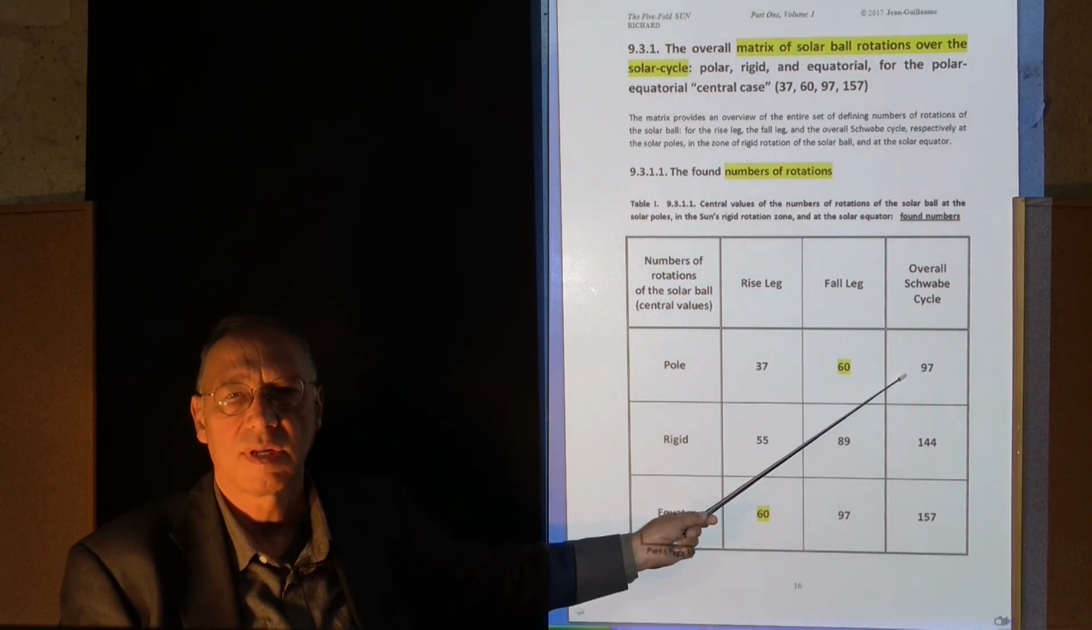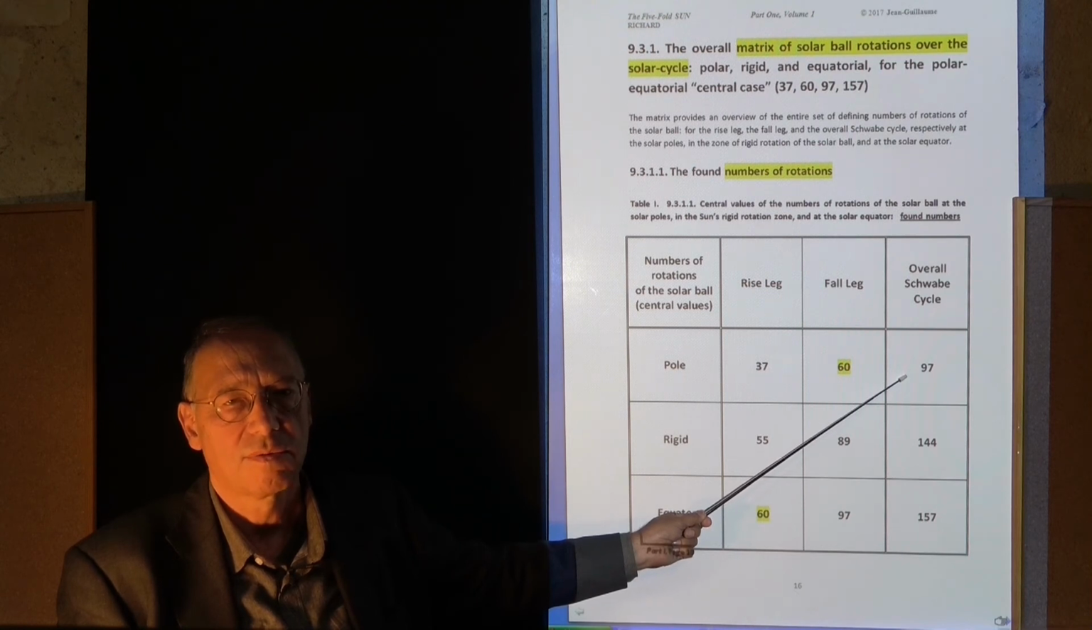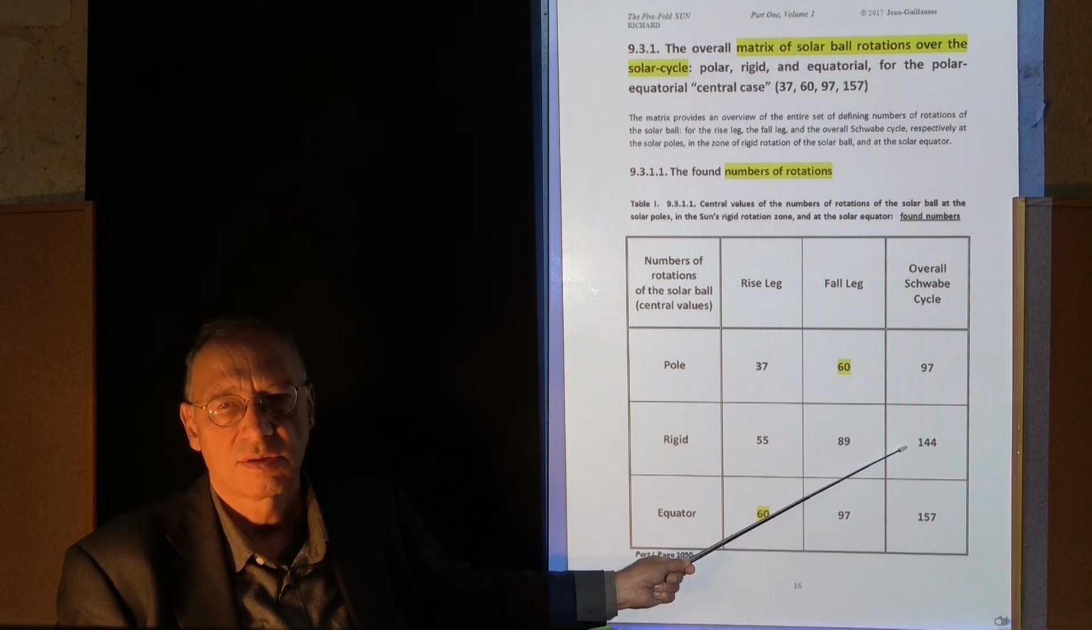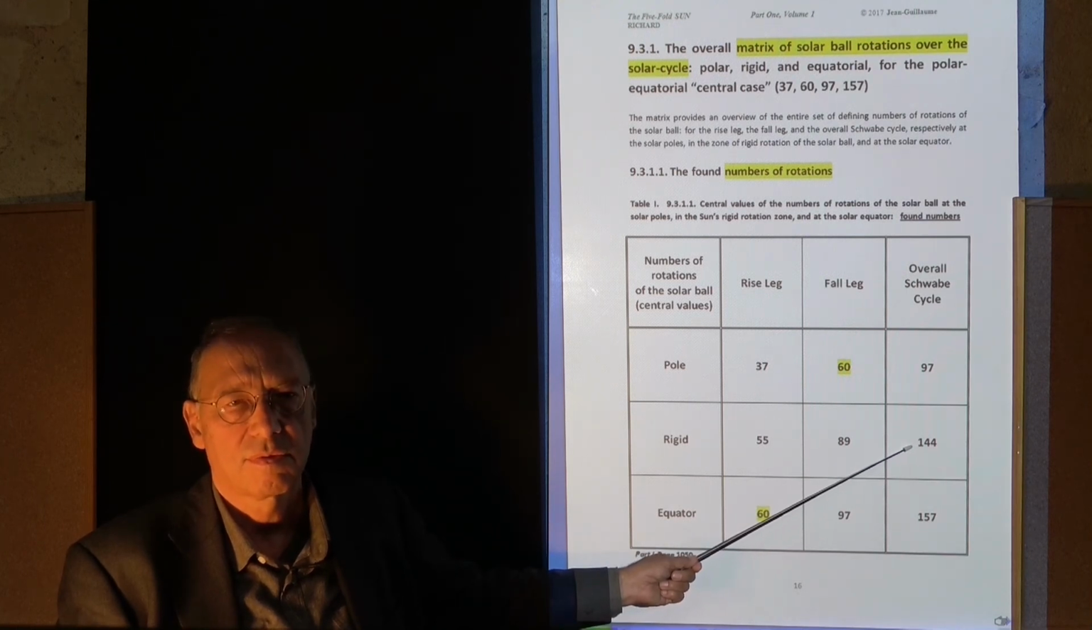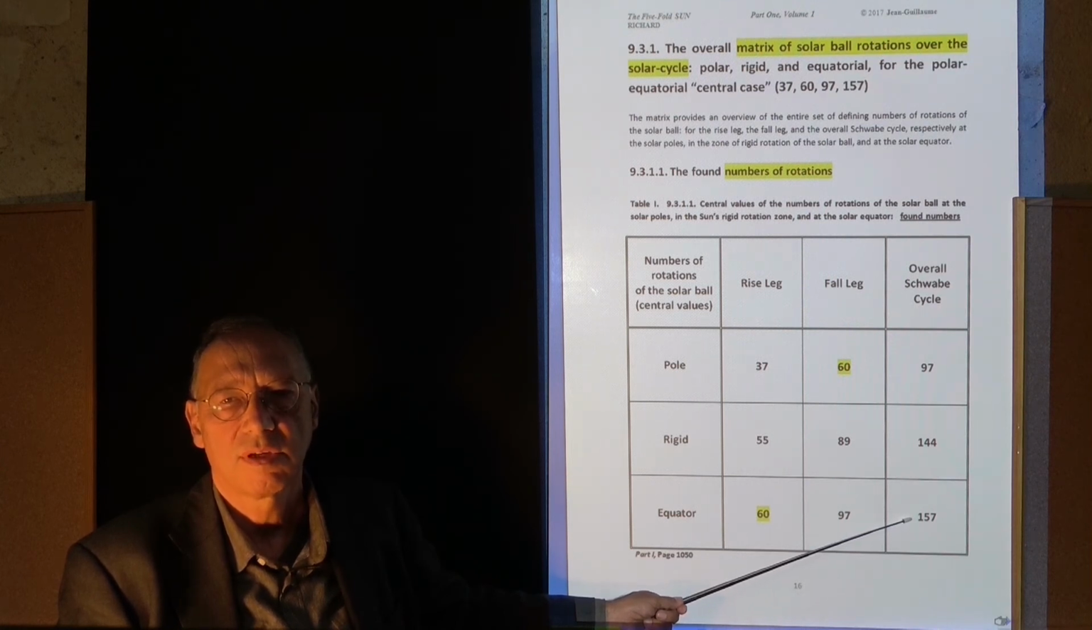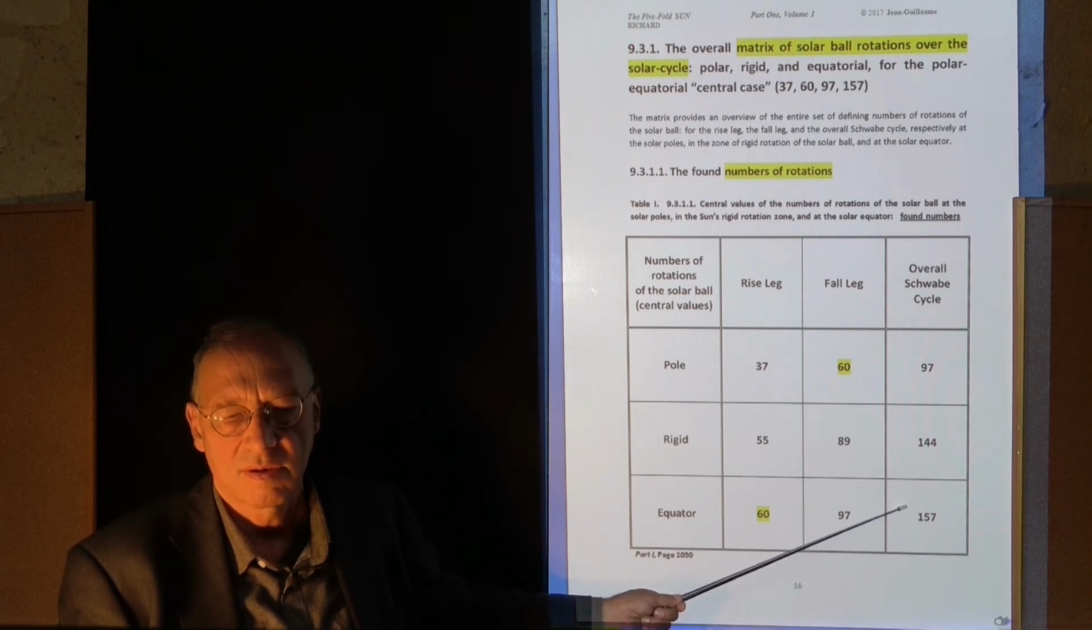97 at the poles, 97 polar rotations for the slowest rotation at the pole, 144 rotations, rigid rotations in the solid body inner part of the Sun and at the latitude where this rigid rotation is also verified up to the solar surface. And in the equatorial region, the fastest rotation amounts to 157 rotations for the entire Schwabe cycle.